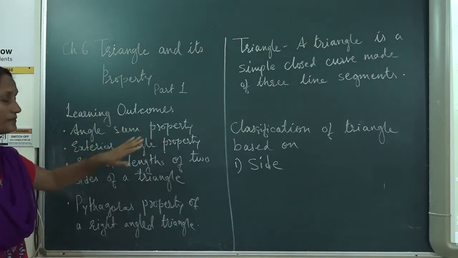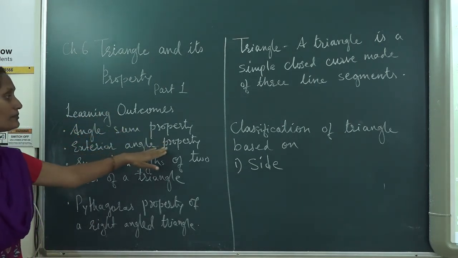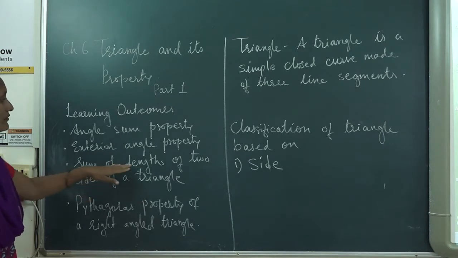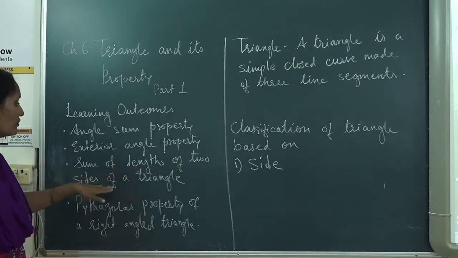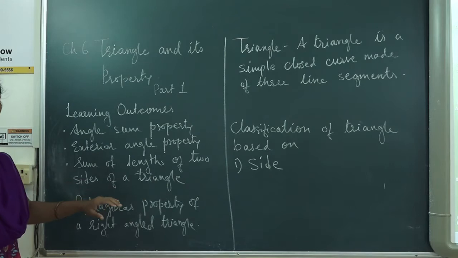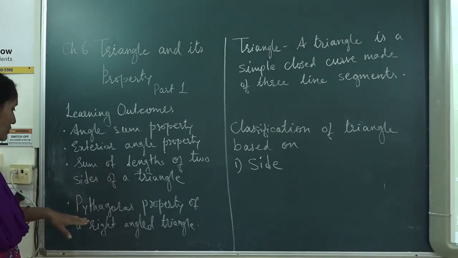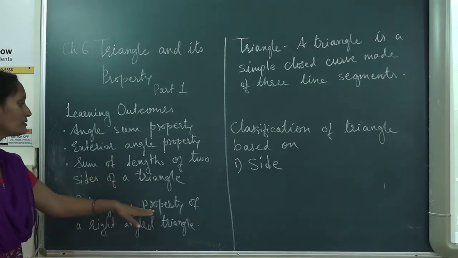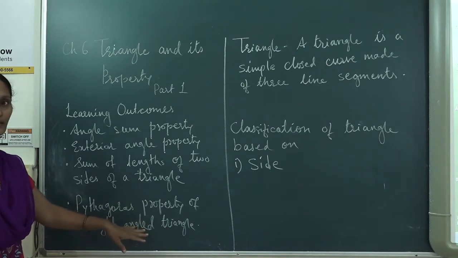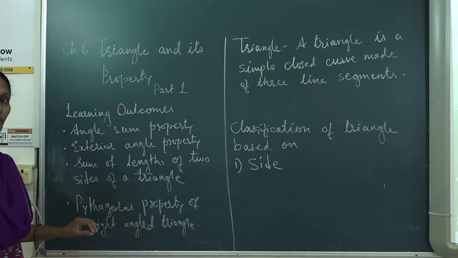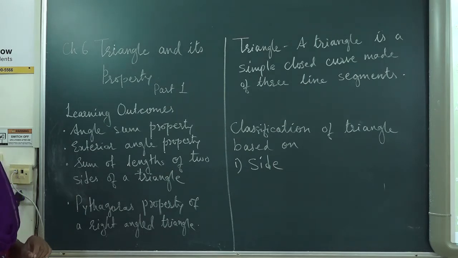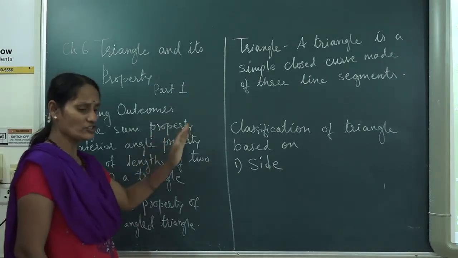angles and property, exterior angle property, sum of lengths of two sides of a triangle. And at last, Pythagoras property of a right angle triangle. So students, Pythagoras property is applicable only for right angle triangle. Okay. Now, what is triangle?